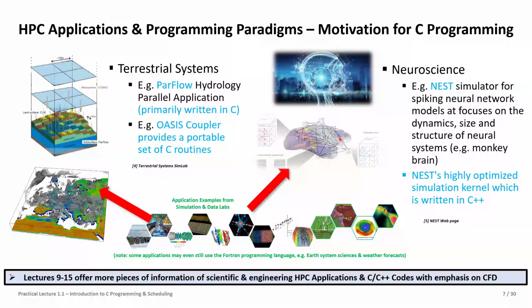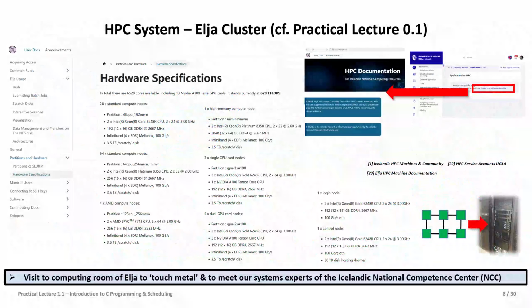So the simulation kernels, again, are in C++. So C has its role, and you will see coming to lectures 9 to 15, which are more on the application level, C and C++ codes. In fact, Fortran codes are still used in CFD, in computational fluid dynamics, and in many other scientific applications. However, don't worry, in this course you don't have to be the perfect C programmer.